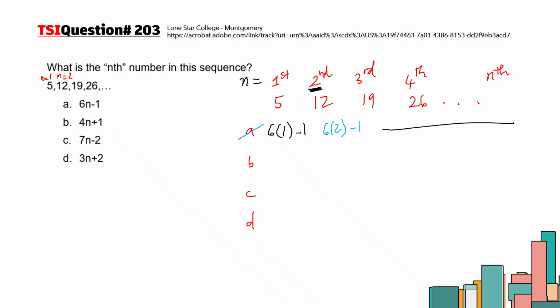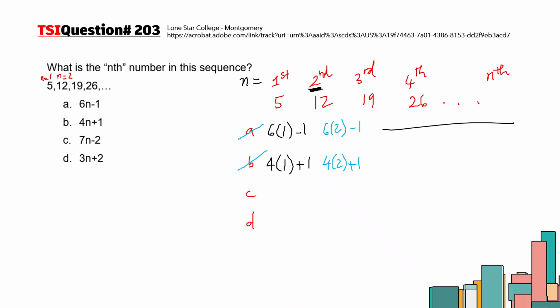Now let's try B. We have 4 times n plus 1, with n equals 1, so 4 times 1 plus 1 is 5. That's correct. Now try the second position: 4 times 2 plus 1 is 9. 4 times 2 is 8, and plus 1 is 9. It's different from 12, so B is not the correct answer.